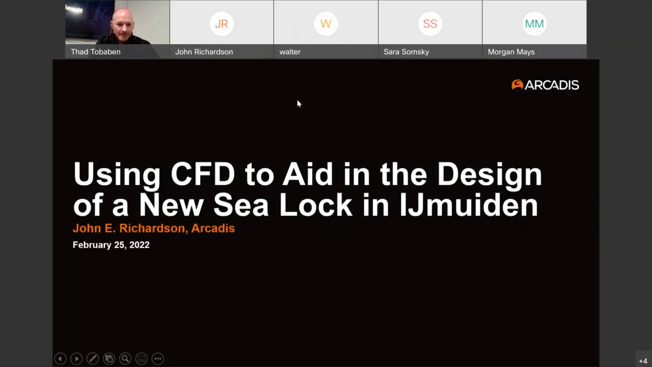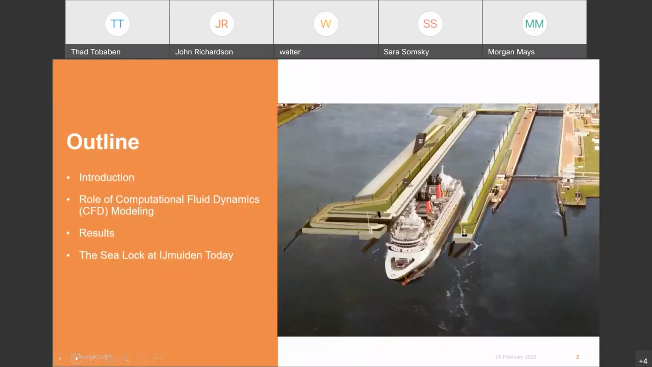Good morning, everyone. The title of my presentation is Using CFD to Aid in the Design of a New Sea Lock at Ijmuiden. So in the Netherlands, recently, a new sea lock was put into service. In fact, it's almost exactly 1 month ago. And this sea lock is referred to as the sea lock at Ijmuiden, which we'll hear more of today. And it's my understanding that the sea lock is currently the largest in the world.